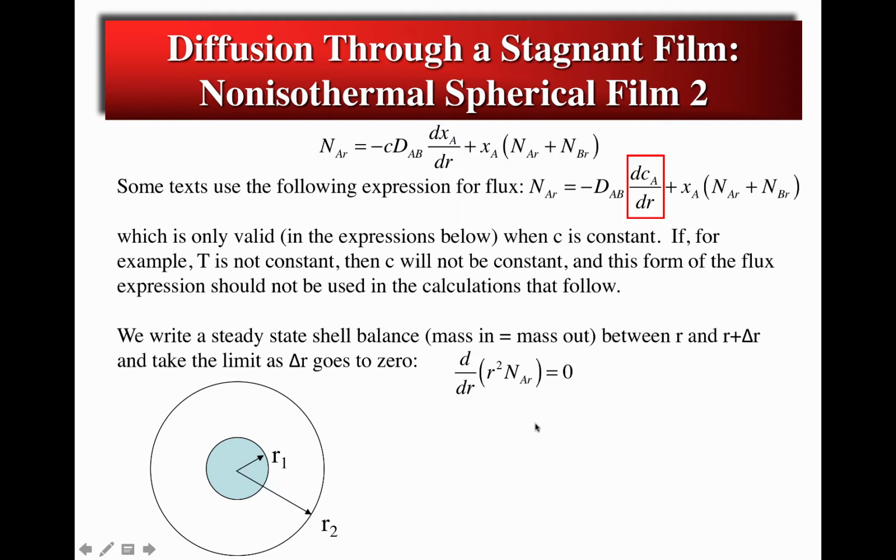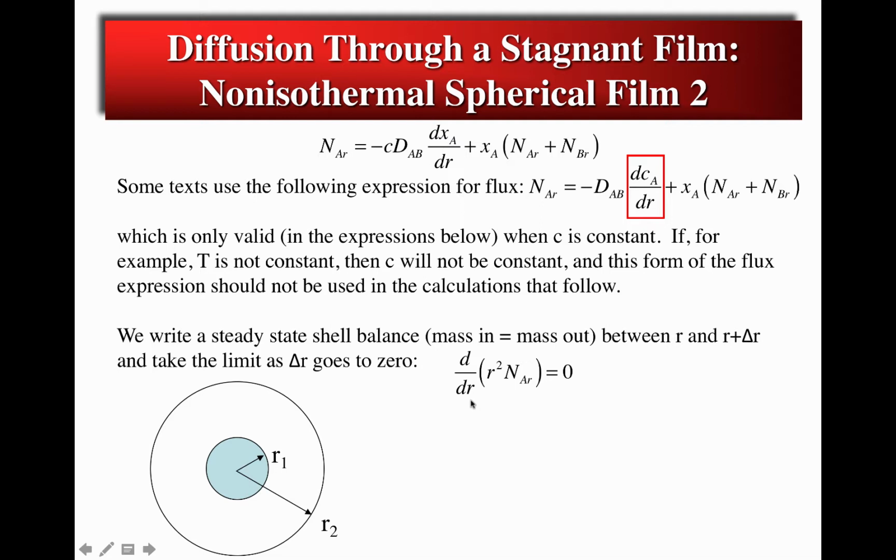Now, as we've done in the rectangular case with the Stefan tube a moment ago, we write a steady state shell mass balance between R and R plus dr, and then take the limit as delta R goes to 0. You may recognize this as the resulting endpoint of that shell mass balance. If not, please go back and refamiliarize yourself with shell balances in spherical coordinates.